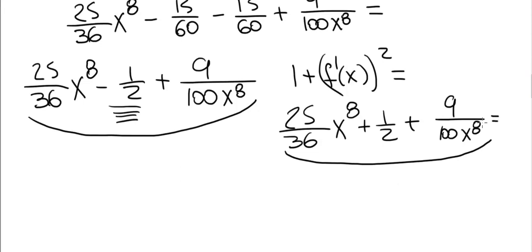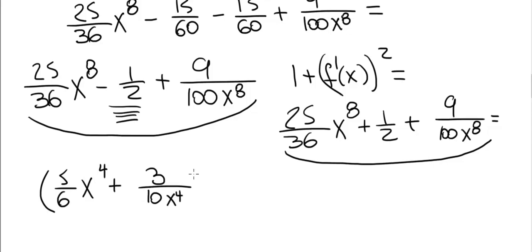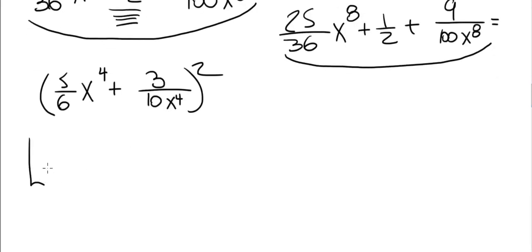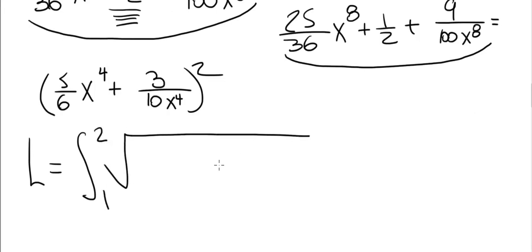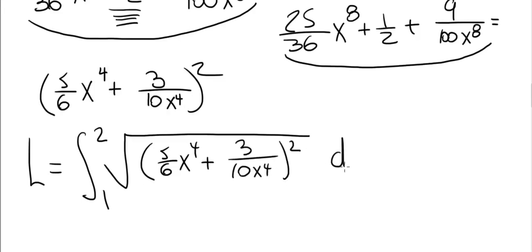So this expression is actually equal to 5 over 6 x to the 4th power plus 3 divided by 10 x to the 4th power, squared. And that's the key step right there. Now we can go back and integrate this. The arc length is equal to the integral from 1 to 2 square root of 1 plus f prime of x squared, which is 5 over 6 x to the 4th plus 3 divided by 10 x to the 4th, squared, dx. So square root and square, of course, cancel.